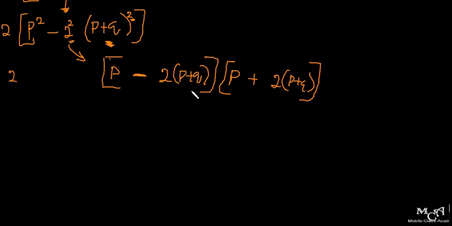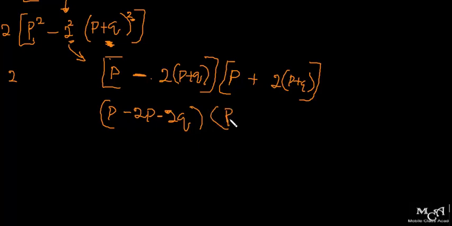Now let's open what is here. We have our P, right? Minus 2 times P is going to give me minus 2P. Minus 2 times plus Q. What will it give me? It's going to give me minus 2Q, right? So I close that bracket.